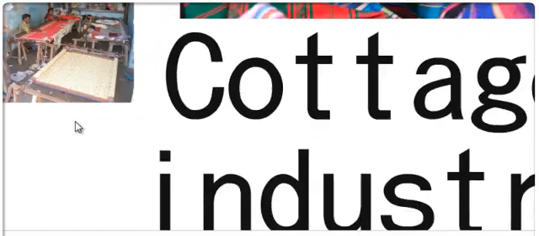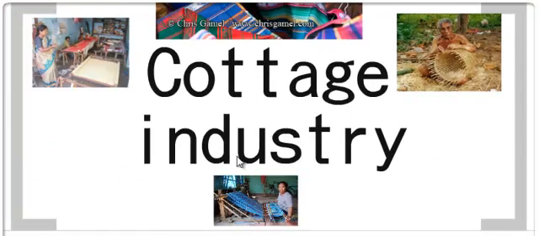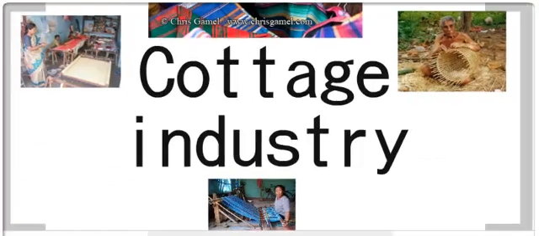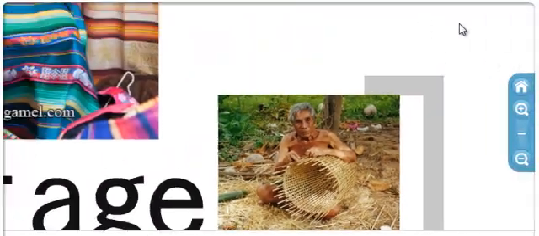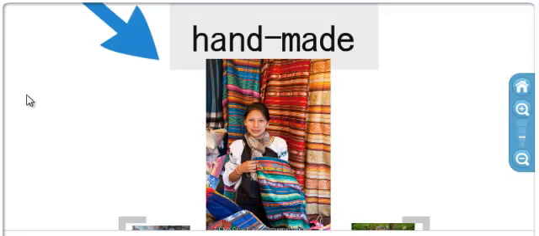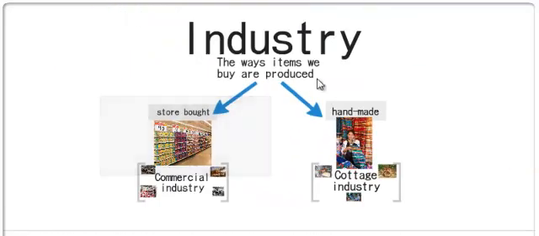So cottage industry is all about making things by hand. Now, can they make a lot? Oh, no, not at all. Okay, so here, let's get out of there. So that is industry.